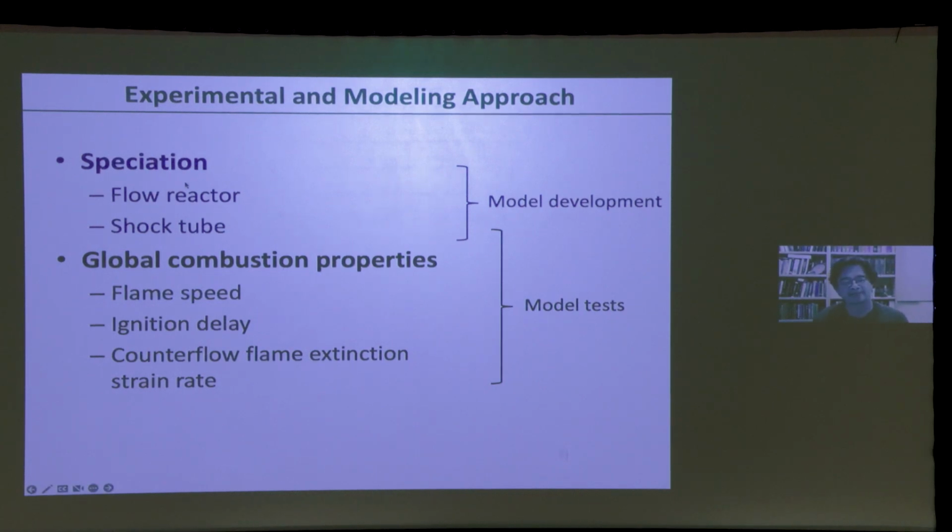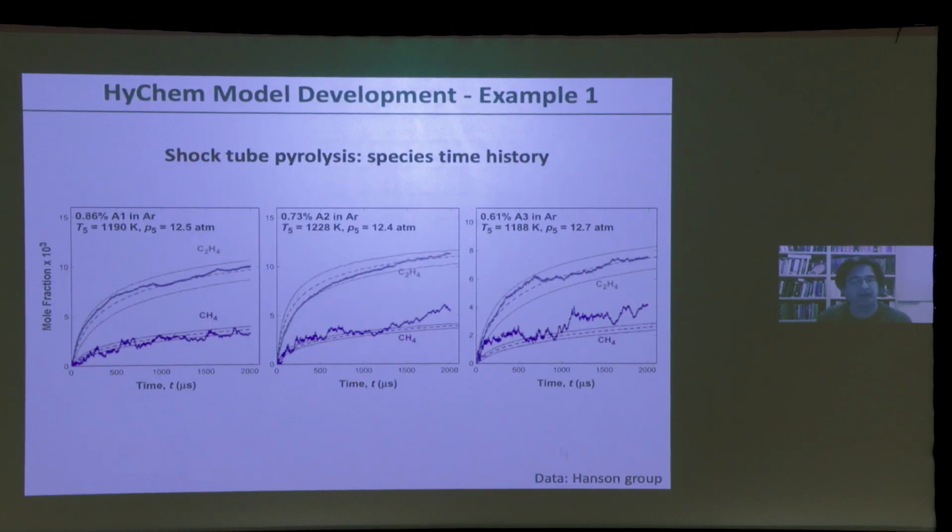So we do speciation from flow reactor and shock tube to develop a model. We then use global combustion properties to test the model. What kind of data? My colleague Ron Hanson measures the ethylene and methane species concentration as a function of time over a range of conditions. In this case, it would be for different fuels and a similar temperature and pressure condition. And this is the kind of curve we fit. By fitting this curve, we can back out those parameters, the HiChem kinetic model parameters. Those are the Greek letter parameters and rate constants.